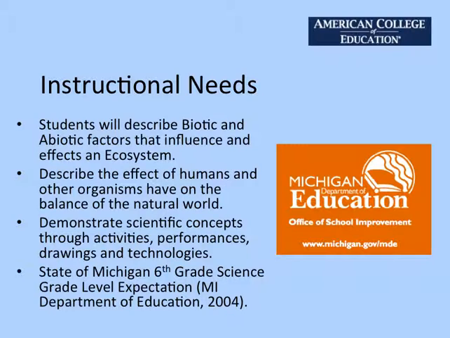Looking at the instructional needs, students will have to describe biotic and abiotic factors that influence and have an effect on ecosystems. They're also going to describe the effects of humans and other organisms and what they have on the balance of the natural world. We're also going to demonstrate scientific concepts through activities, performances, drawings, and using technology. This instructional need is outlined in the State of Michigan 6th grade science grade level expectation.